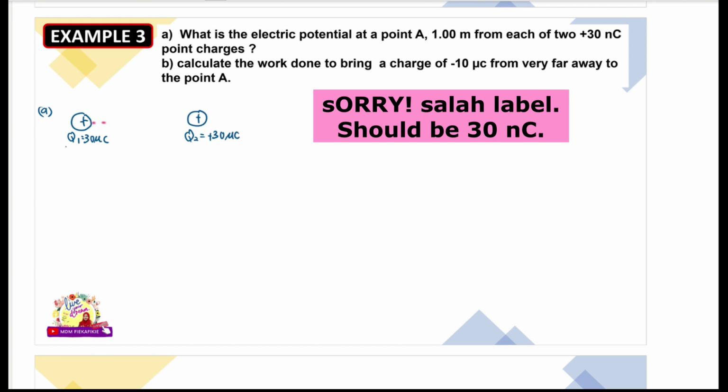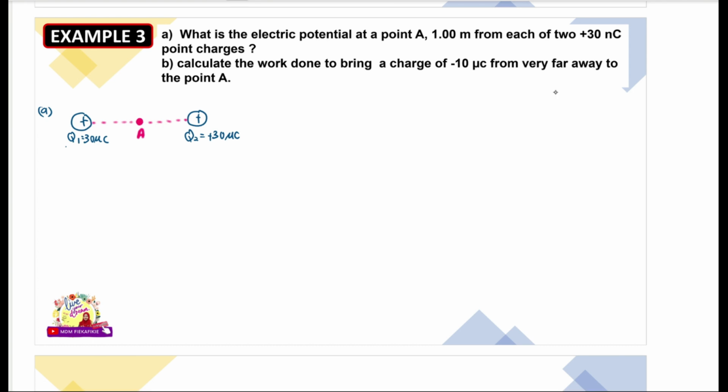And the distance between them, soalan tak bagi kan? Tapi soalan kata, kita ada satu point di mana, kat sinilah, point A jaraknya 1 meter dari Q1 dan 1 meter daripada Q2. So, kita tahu dia duduk tengah-tengah lah. Okay, kena pandai lukis ni. So, kita nak kira electric potential at point A. So, kita akan ada VA is equal to VA1 plus VA2.